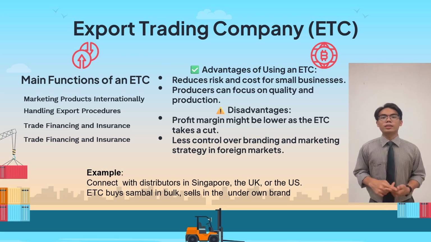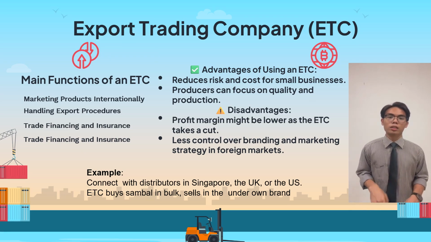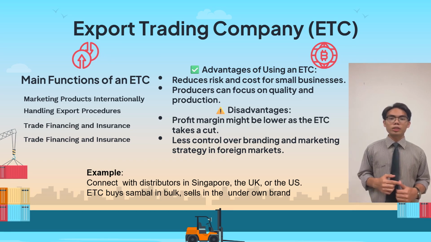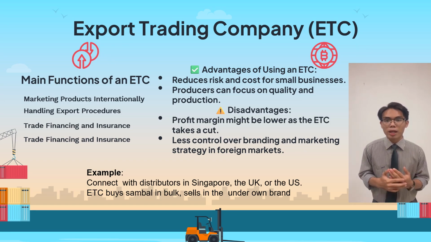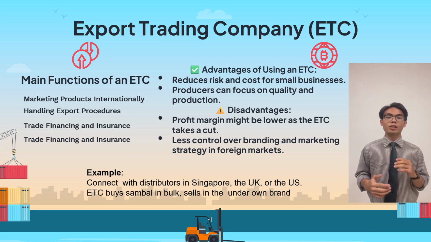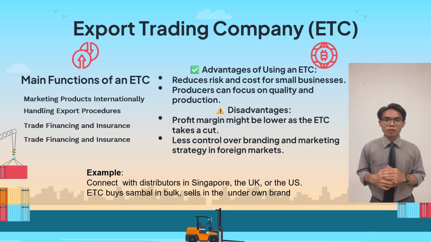However, there are some disadvantages too. The profit margin for the producer may be lower since ETC takes a cut, and producer may have less control over branding and marketing strategies in foreign markets. For example, an ETC might buy sambal in bulk and sell it in Singapore, the UK or the US under its own label.